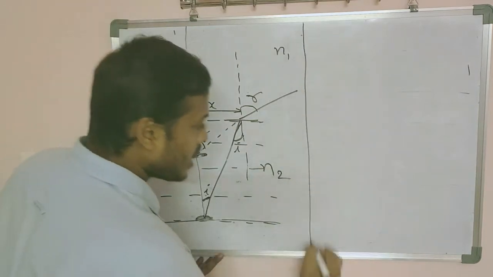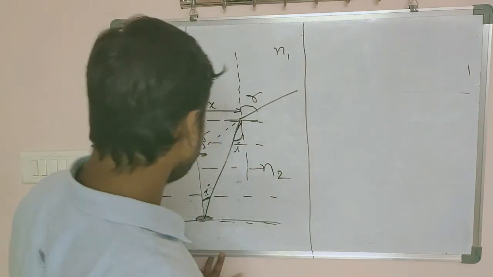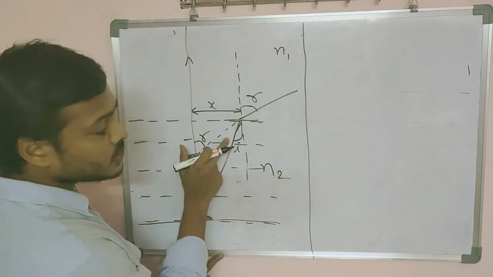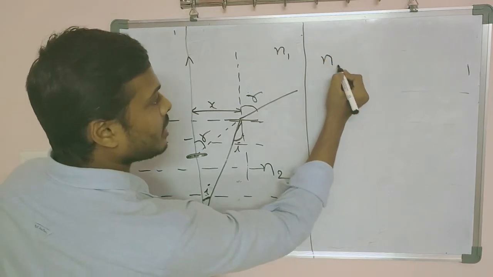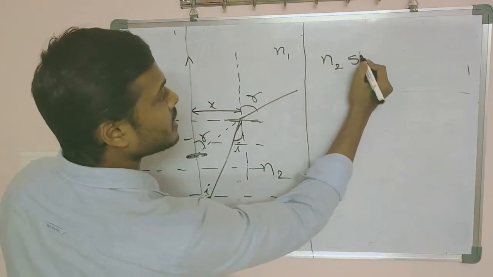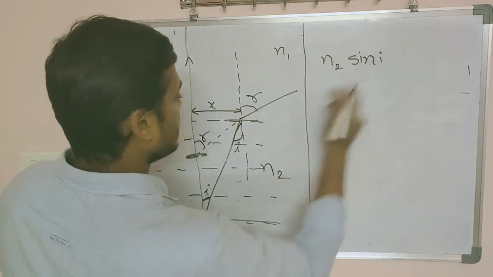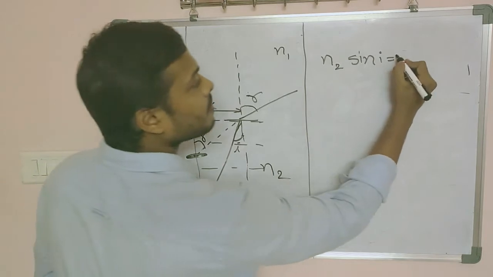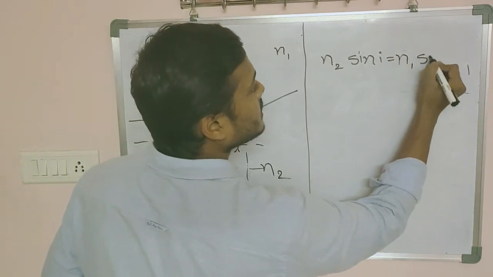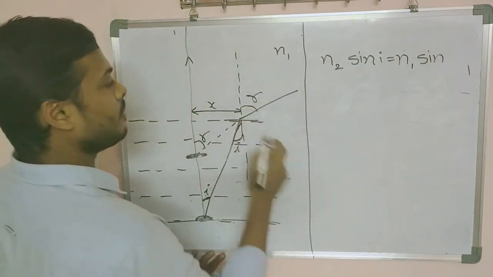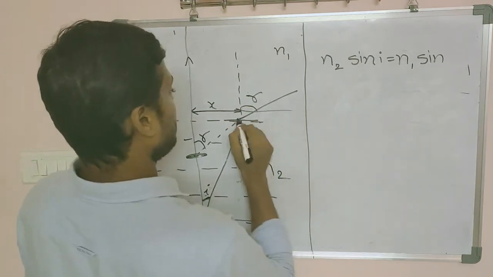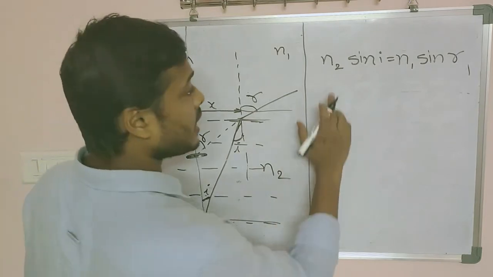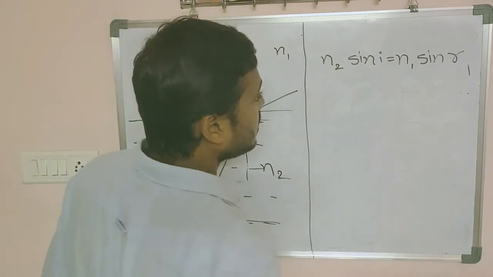Now according to Snell's law, the refractive index of this medium into sine of this angle is equal to the refractive index of this medium into sine of this angle, that is R. This is according to Snell's law. N2 sin I is equal to N1 sin R.